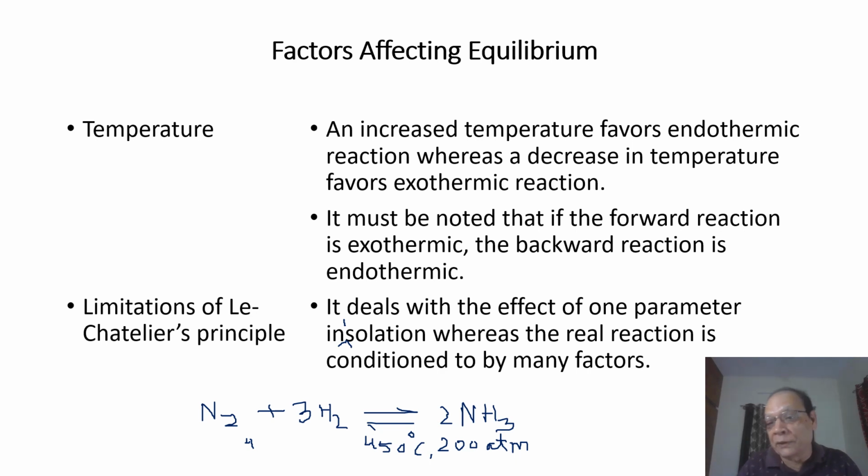But producing high pressures requires energy, and the cost of ammonia will go up. So 200 atmospheres is taken as a cutoff quantity, and the pressure is maintained at 200 atmospheres, below which nitrogen will not react with hydrogen.